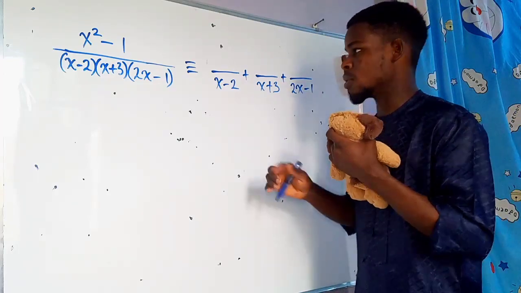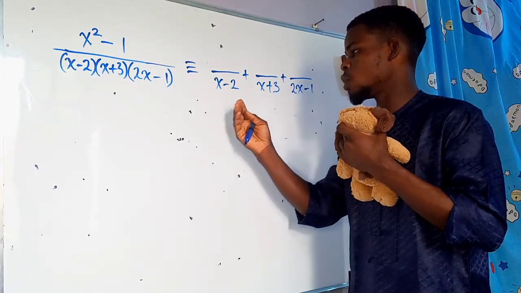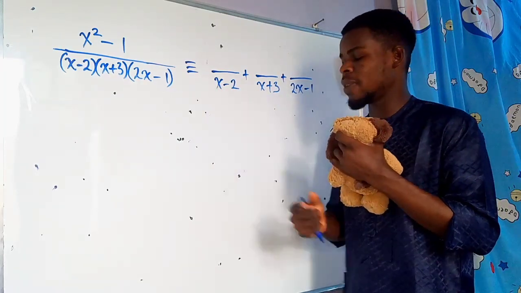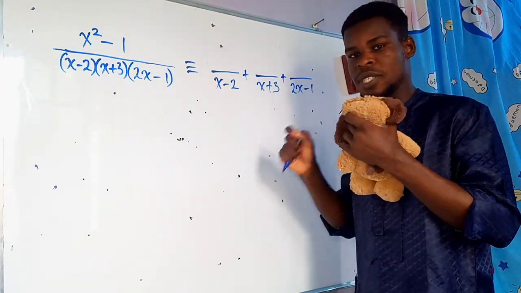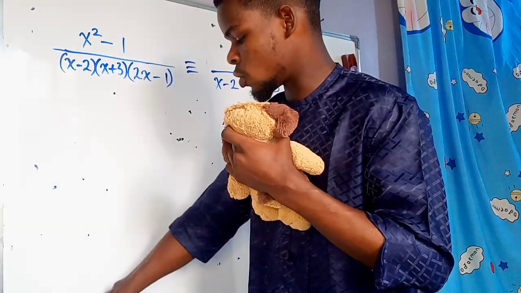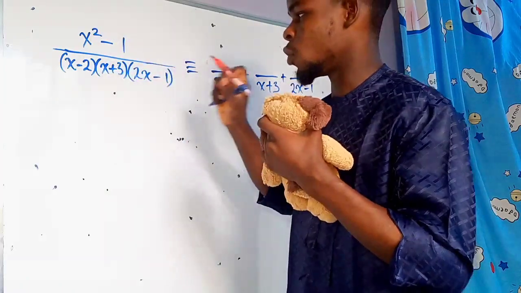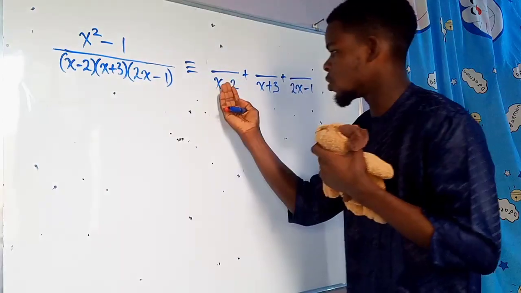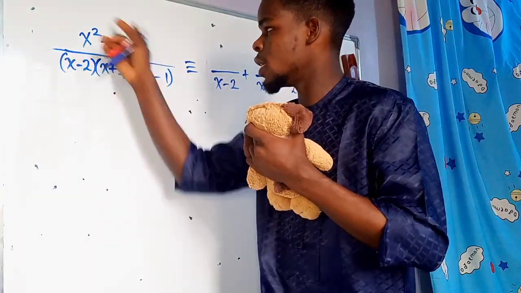And this is how it goes. To find the numerator for this first fraction, we ask ourselves, which value can we put for x in this denominator to make it become 0? Well, this denominator x minus 2 will be 0 if x is equal to 2, clearly. So we substitute 2 in place of x. Keep in mind, we cover up this particular factor, x minus 2, and substitute x equals 2 in this main fraction.